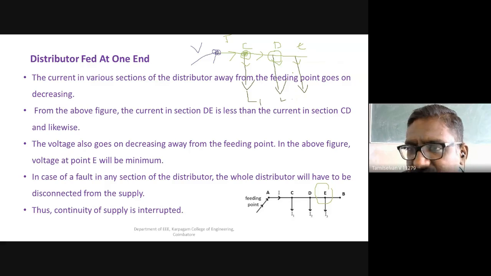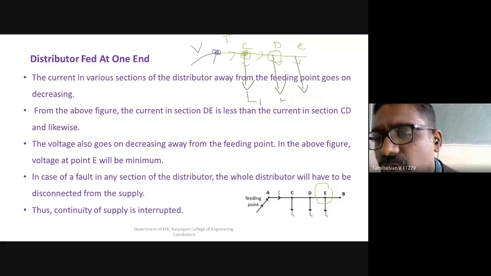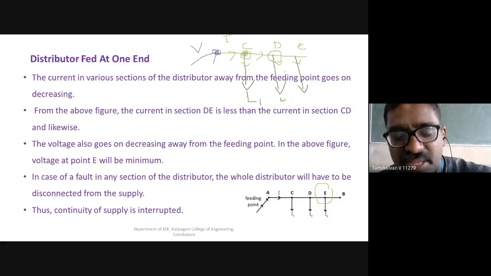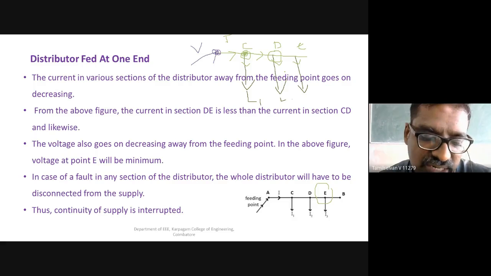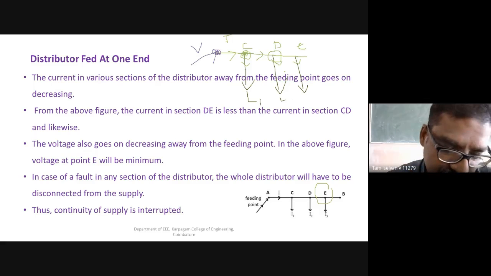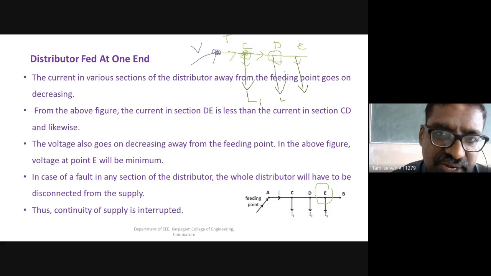I can calculate what my potential is. Then, based on the potential, I can calculate which point is going to be the minimum potential point. So it means I have to apply Kirchhoff's current law. Then I have to calculate what the potential will be. Okay, so this is going to be a distributor if it's fed at one end.